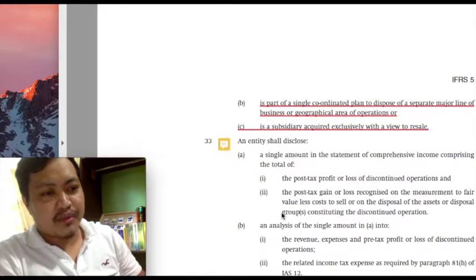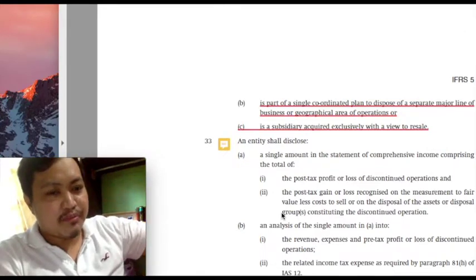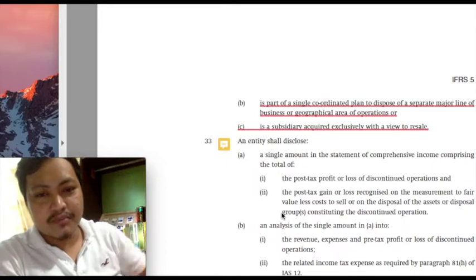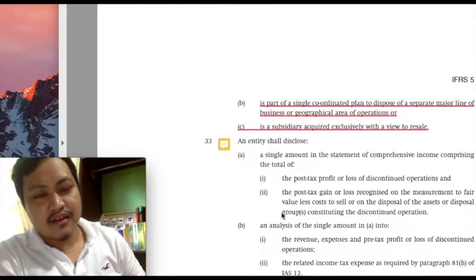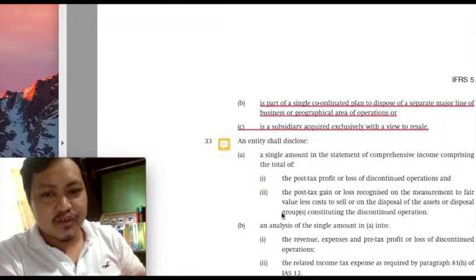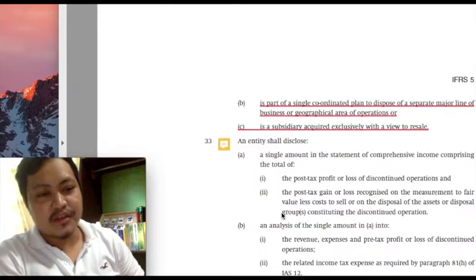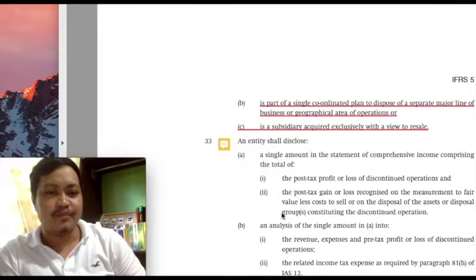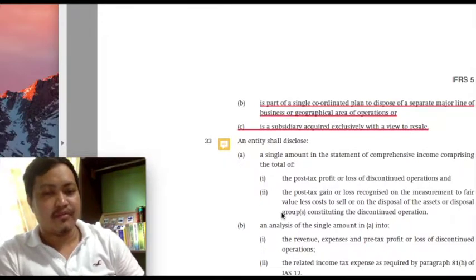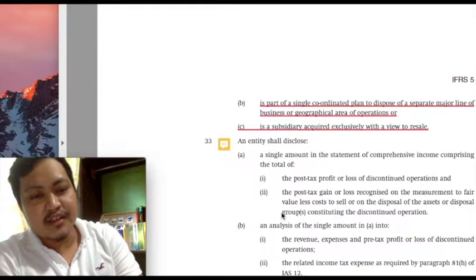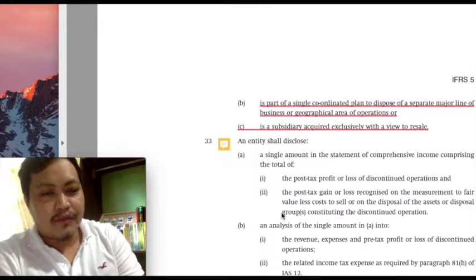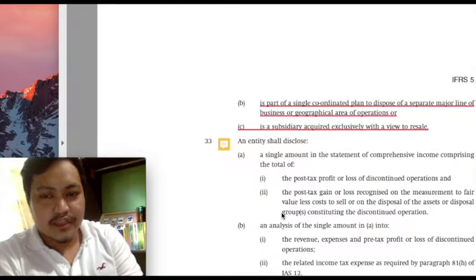Okay, so you do not present multiple lines for income and multiple lines for expenses for your discontinued operation. It would already be net, class. You will only present a single amount for everything that happens to the discontinued operation. Okay, and this is what I want to emphasize. A single amount. Please remember this one. A single amount is to be presented in the statement of profit or loss, class, or the statement of comprehensive income.